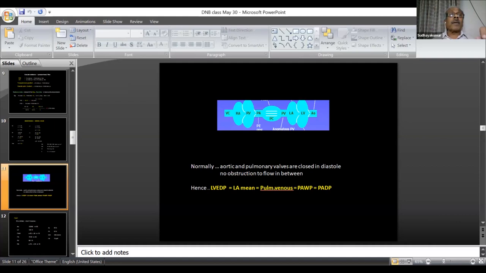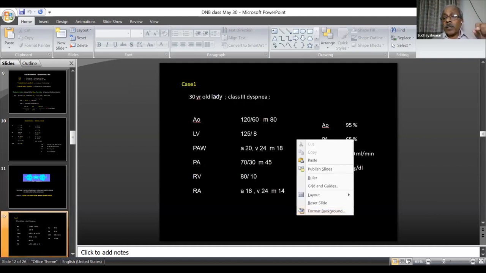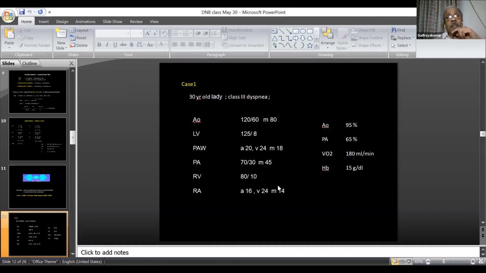Now I will give you an example. Here is a 30-year-old lady, class 3 dyspnea. The pressures, aortic, LV, all those things I have written. Now I will read them for the students. Aortic, 120 by 60, mean 80. Is it normal or not? Many times they say it is normal. But in hemodynamics, the pulse pressure is wide. The diastolic pressure is on the lower side.